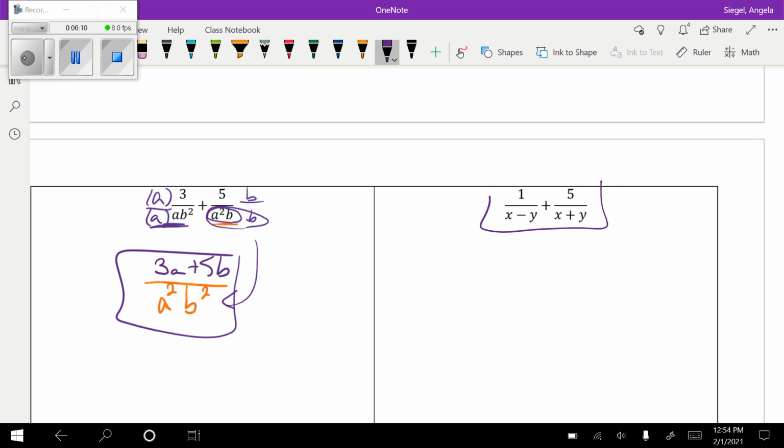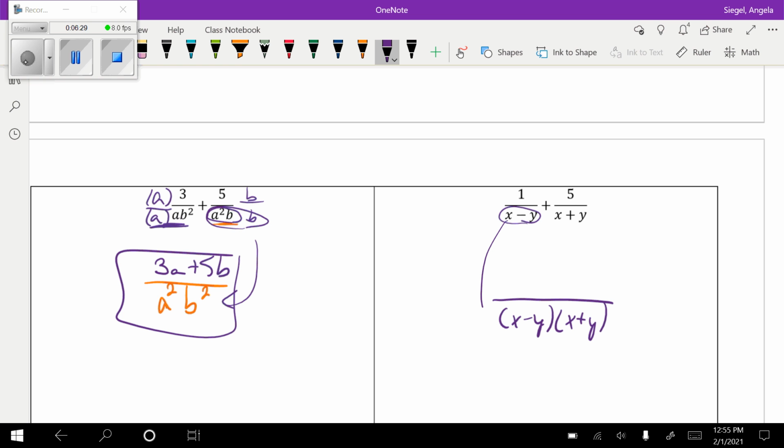For this one, even though they look similar, don't get confused with the common denominator. We need both pieces of that. So that's my least common denominator. See if you can figure out what to multiply to the 1 and the 5.